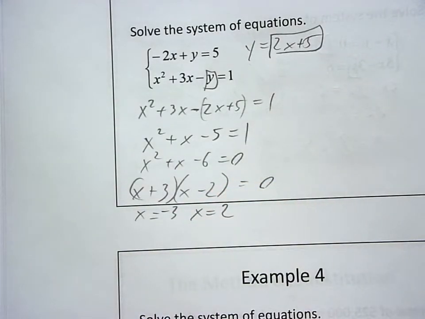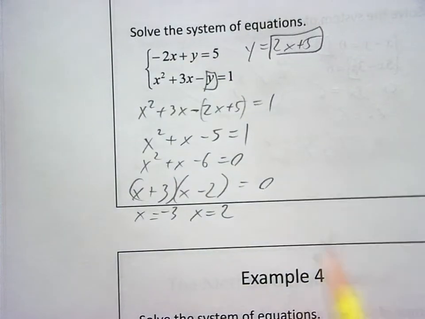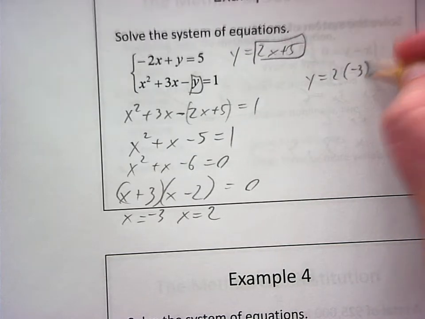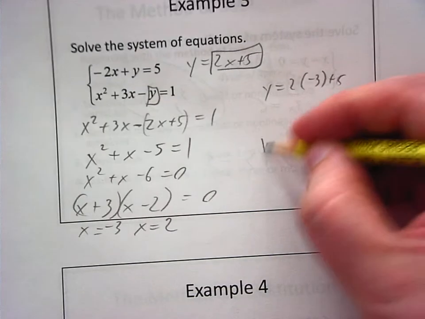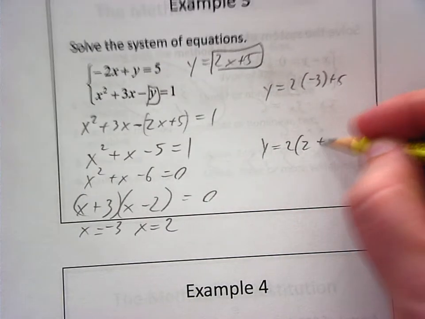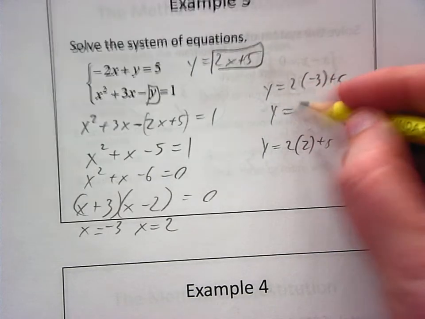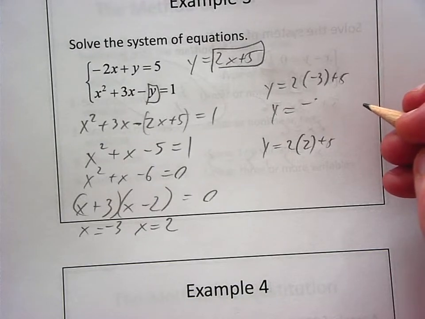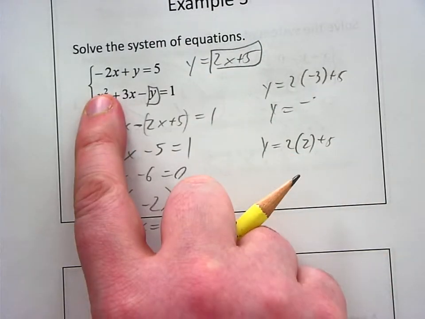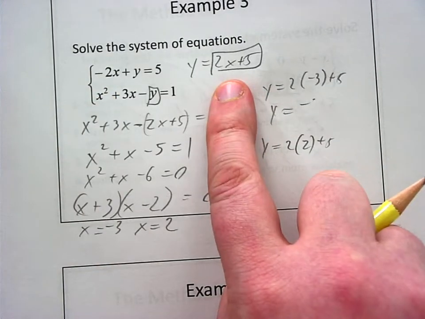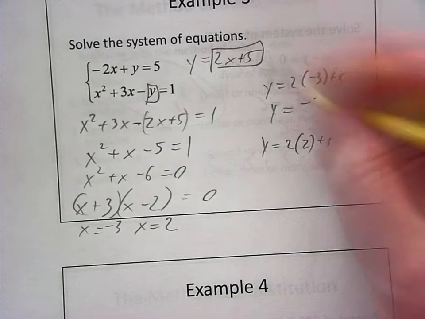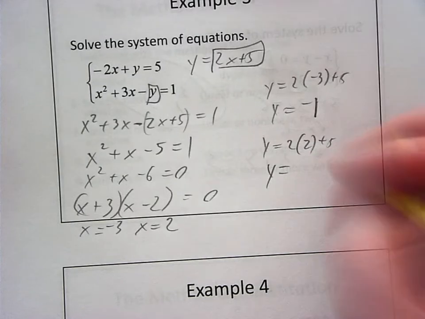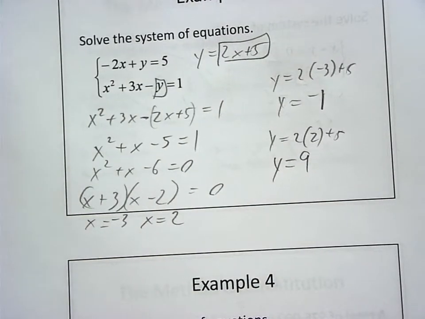Now, am I done? I have to plug both of them back into the other equation here. So I'm going to have y equals 2 times negative 3 plus the 5, and y equals 2 times 2 plus the 5. Negative what? Negative 2 times. No. I'm doing this equation. I mean, yeah, if you plugged it in here, it'd be negative 2 times that. Yeah, I plugged it into this one. But, yeah. So what's that going to give me? Negative 1 and 9. So my actual answers then are what?